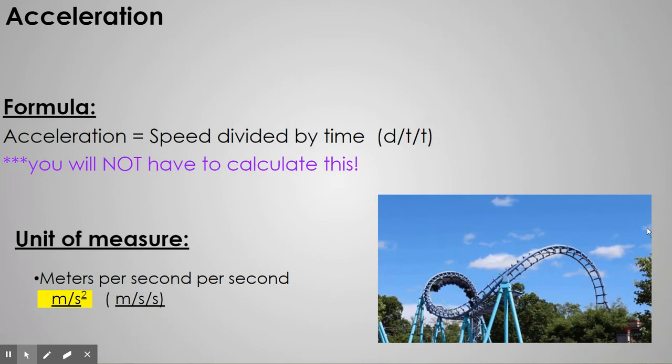Okay, for the unit of measure, please take note. It's going to be meters per second squared. Look at the little 2. And that's because we're doing meters per second, the distance or the speed, divided by the time. So meters per second per second, which we're going to call meters per second squared. So that little 2 is going to be your key that you're looking at an acceleration. Okay. All right. Those are your notes.